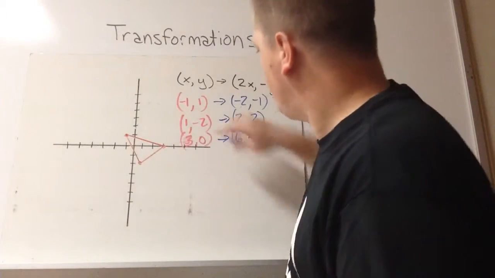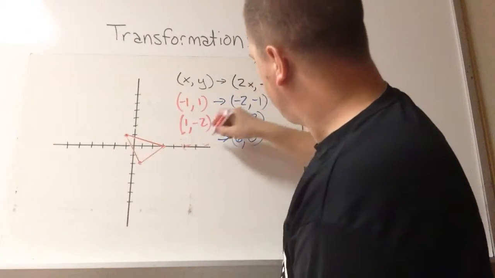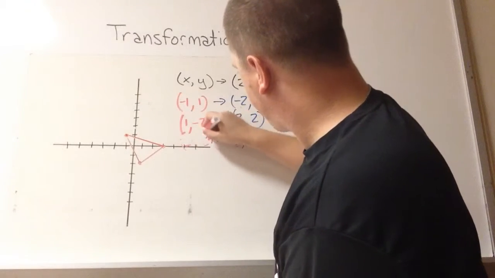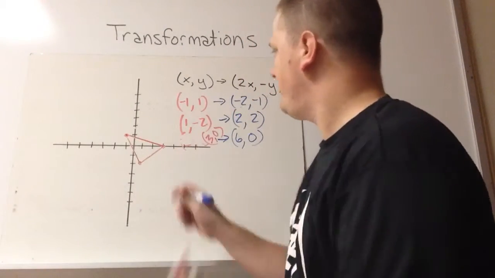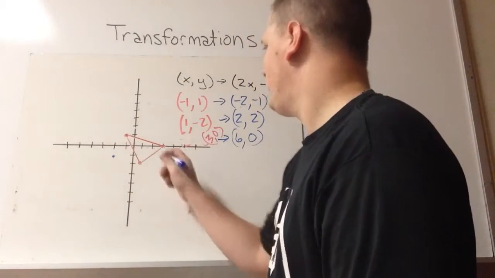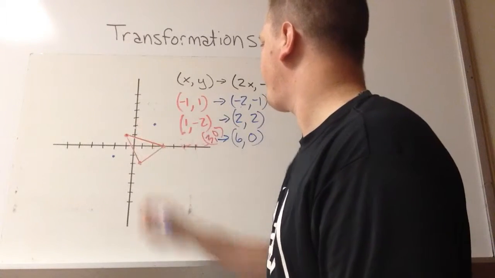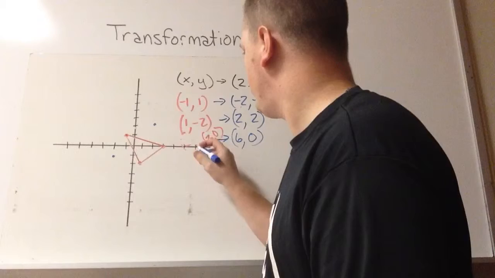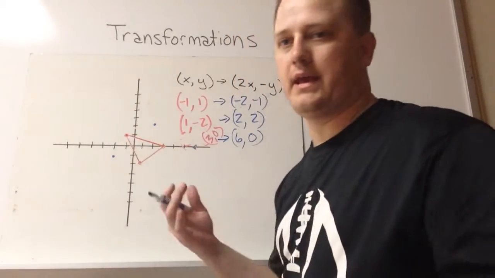Okay. So this one's going to be right on there, so I'm just going to move it over. That way I have room. So now I just graph. -2, -1. 2, 2. and 6, 0. And we just play connect the dots again.